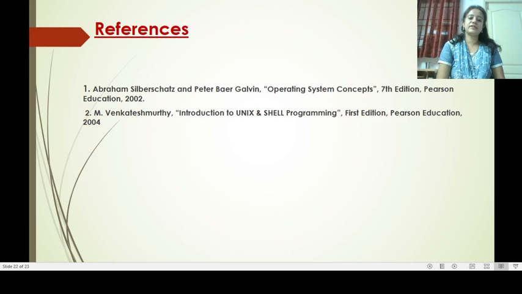These are the references. These are very important textbooks or reference books you can refer to for operating system concepts, to get knowledge over the complete operating system functionalities.